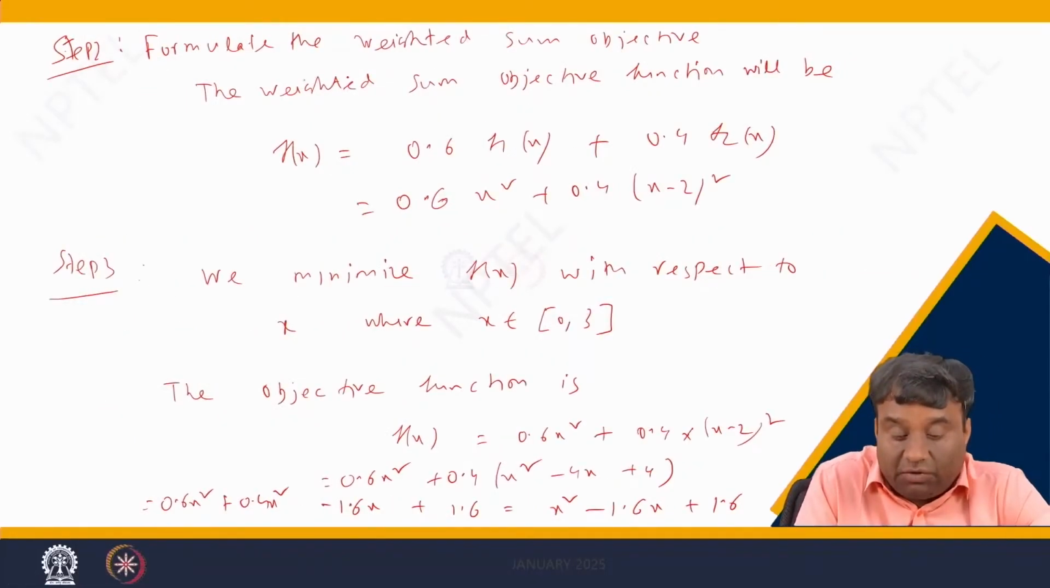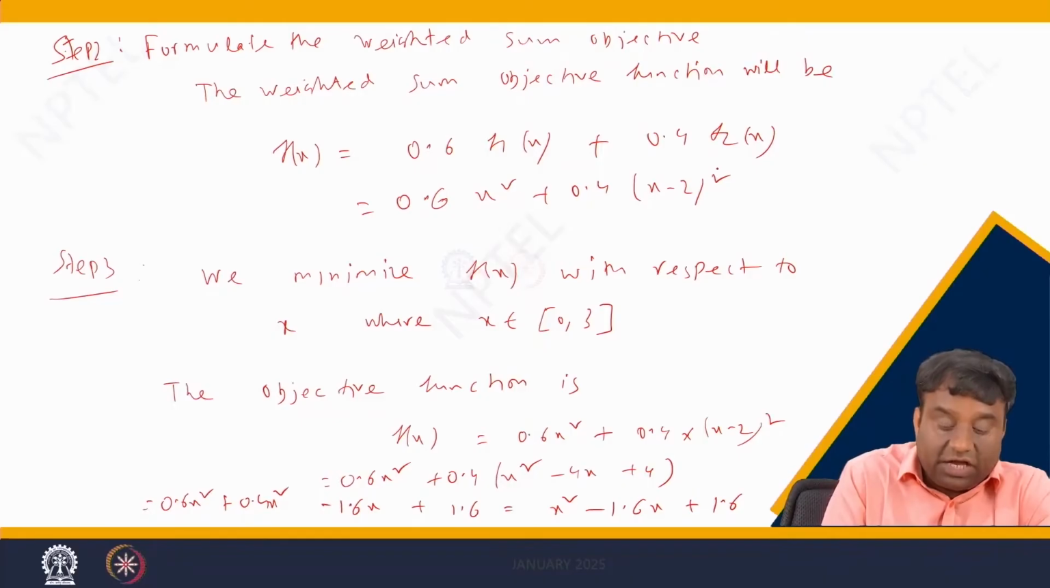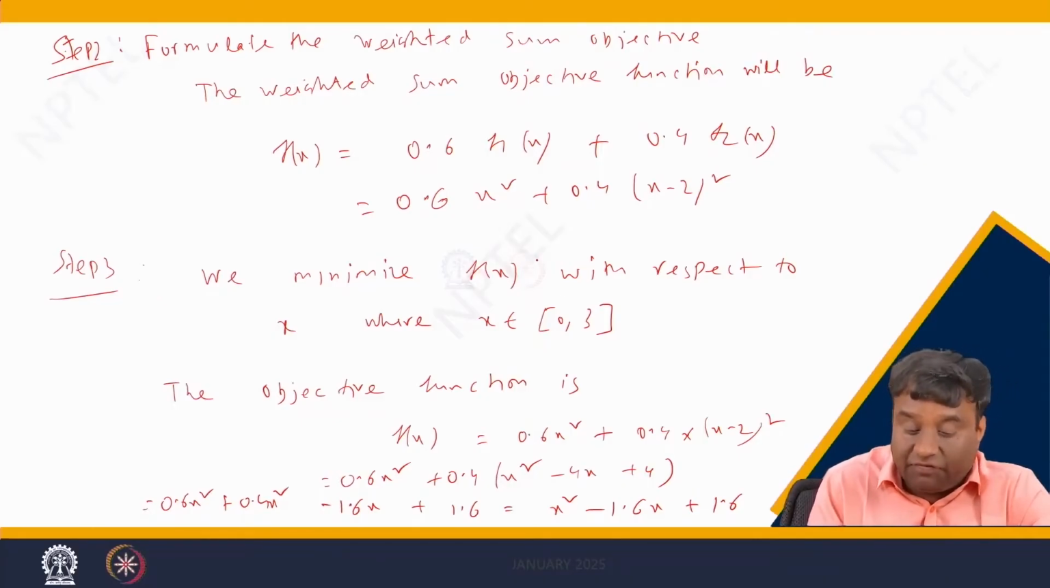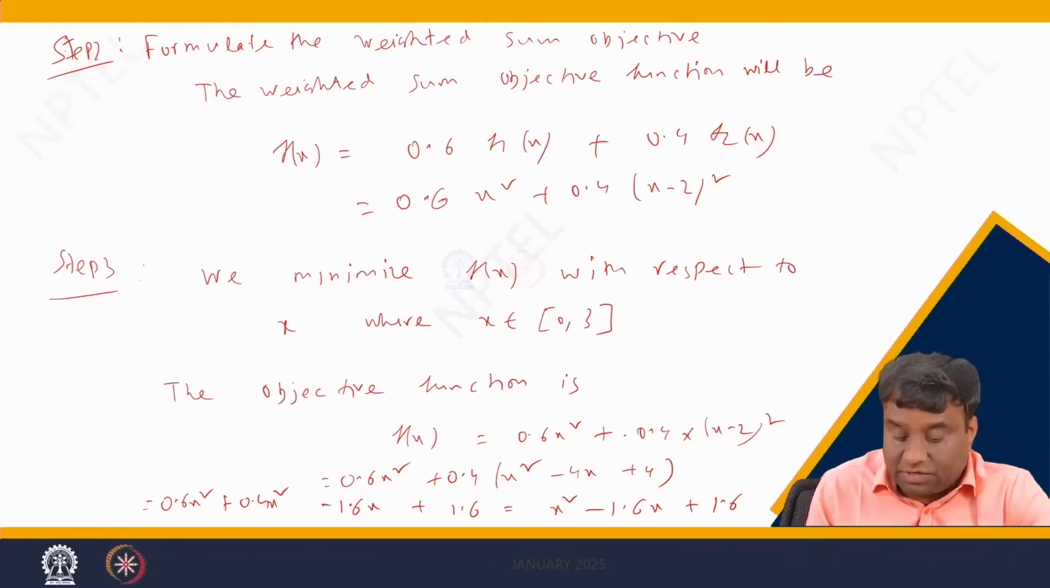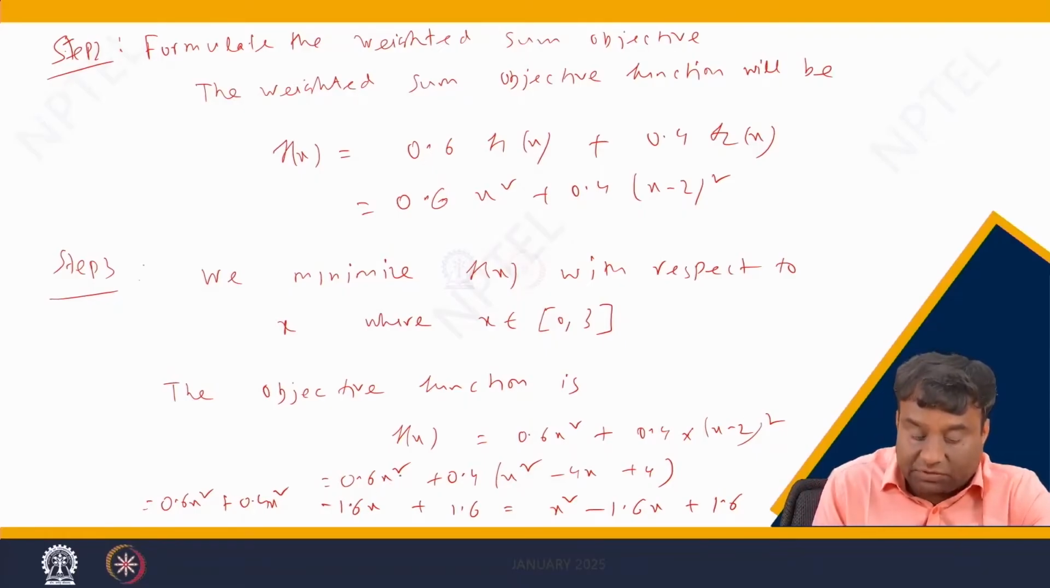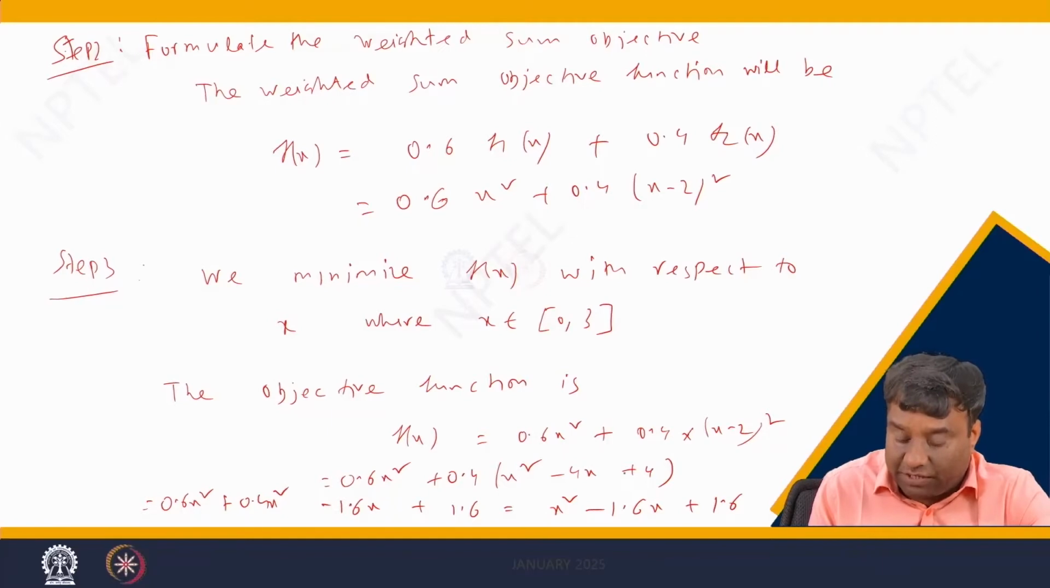Step 2. Formulate the weighted sum objective. The weighted sum objective function will now be f(x) equal to 0.6 into f1(x) plus 0.4 into f2(x). That is 0.6 into x square plus 0.4 into (x minus 2) whole square. Step 3 is that we minimize this f(x) with respect to x where x belongs to 0 to 3. The objective function is f(x) equal to 0.6 x square plus 0.4 into (x minus 2) whole square. If we expand it, we will get 0.6 x square plus 0.4 into (x square minus 4x plus 4).